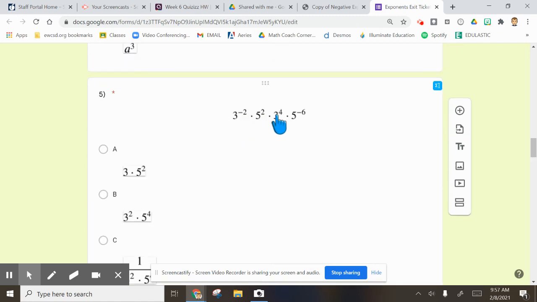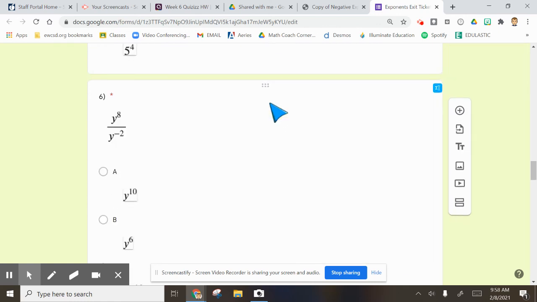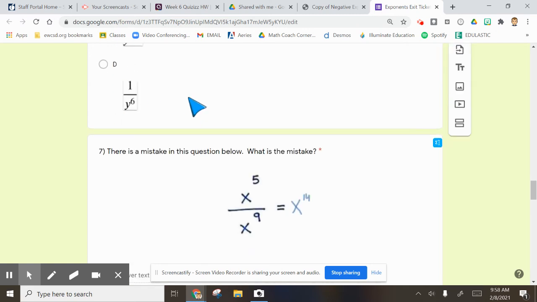All right, take a look at this. Remember, you have to add only the same bases. Same base, okay? Only deal with the 5s and the 3s. Remember, if there's negatives, you got to deal with that, okay? This one, you know what to do. Multiply those. Remember, you cannot have a negative as an answer. You're not allowed to have a negative. Remember, this has to flip up, okay?